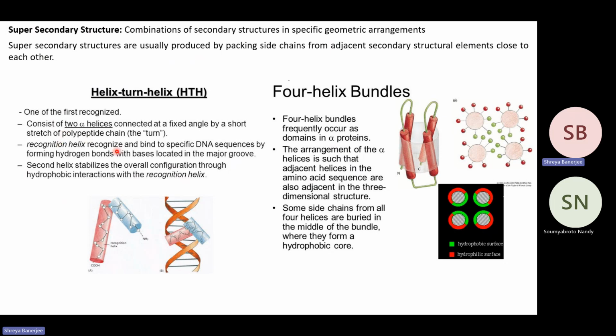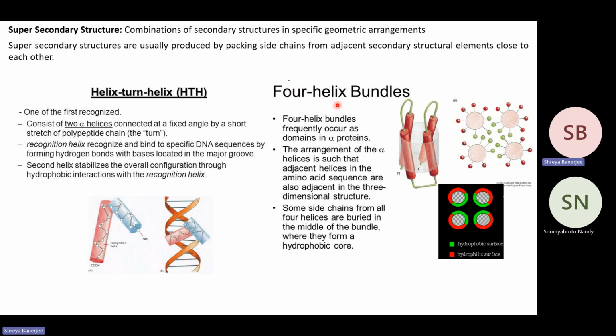Basically, one of the helices recognizes and binds to a specific DNA sequence by forming hydrogen bonds with the nitrogenous bases in the DNA. That is the recognition helix. And the other helix is stabilizing the overall conformation by forming hydrophobic interactions with the recognition helix. So this motif, the helix-turn-helix, is very often found in DNA binding proteins.